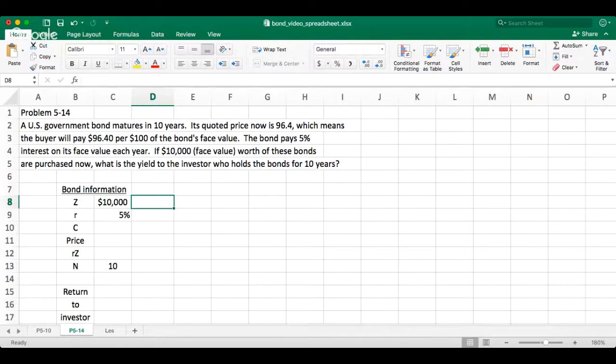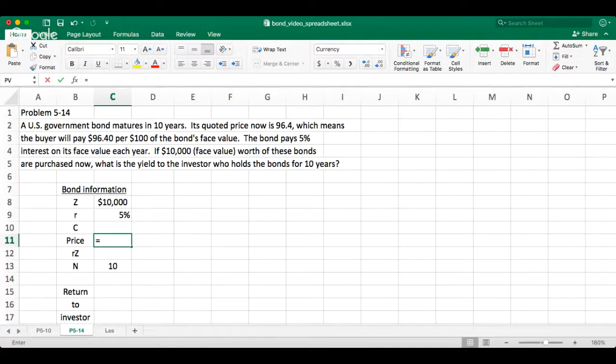So we know that the investor is paying, right here, $96.40 per $100 of the bond's face value. So the price, we're going to put in here, the price is the value of the bond that the current bondholder would have paid for the bonds.